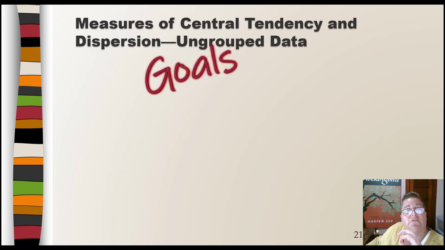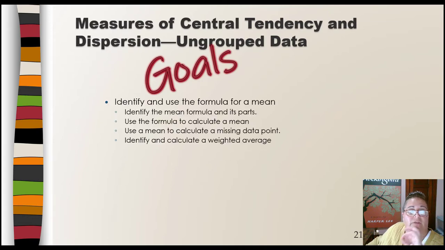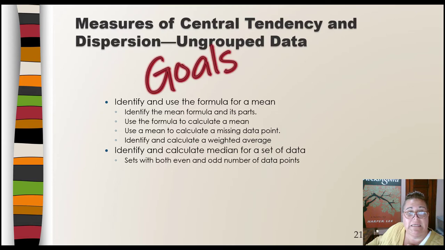So our goals for this particular section, we're going to look at several things. We want to identify and use the formula for finding a mean. We're going to identify the mean formula and its different parts. We're going to use that formula to calculate mean. We're going to use the mean formula to calculate a missing point. And then we're going to be able to identify and calculate a weighted average. All of that under the idea of a mean.